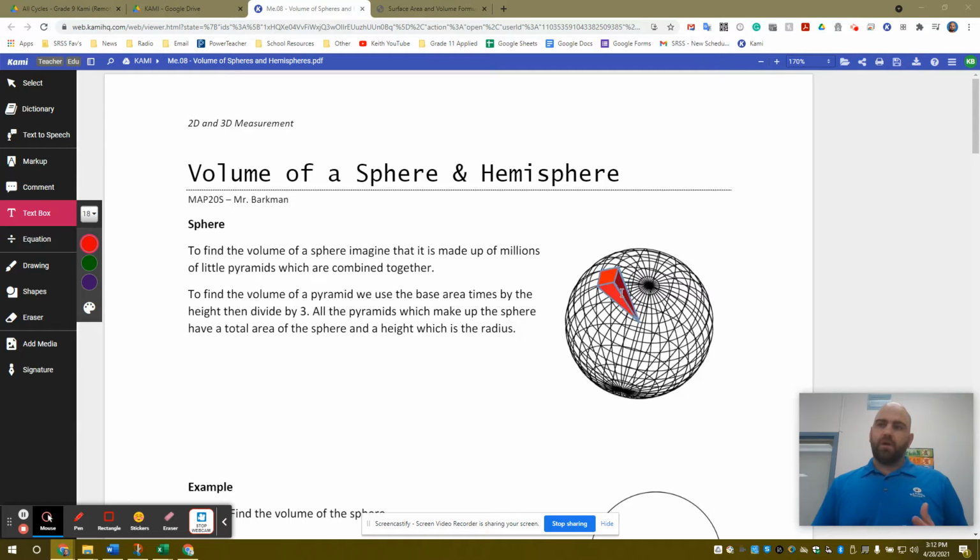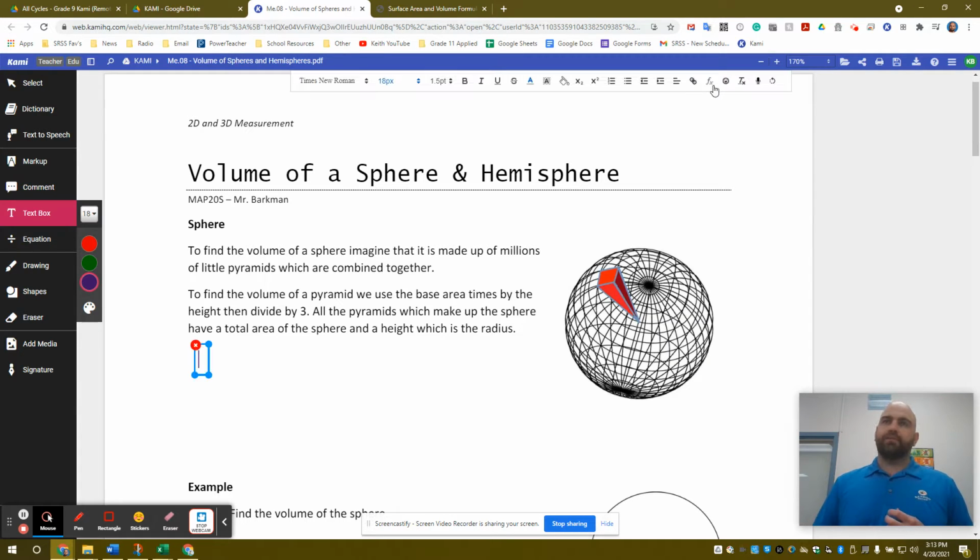Now, if we think of it as a bunch of pyramids where the base area is the surface area of our sphere, then that's how we're going to come up with our formula. Now, without going into too much detail on it, I'm going to put the formula up here on the screen, and we'll see if it quickly shows up here. All right.